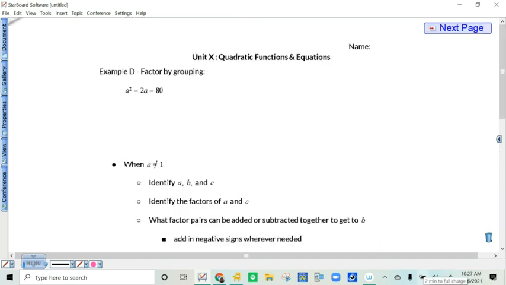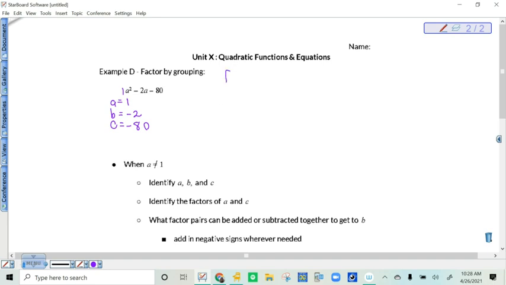We're going to do another example, and this time we're just going to factor it. So we want to come up with two binomials multiplied together that will give us a squared minus 2a minus 80. So first thing we need to do is figure out what is a, what is b, and what is c. A is 1, right? There's an invisible 1 right there. Good. Okay. So let's come up with the factors of 80.